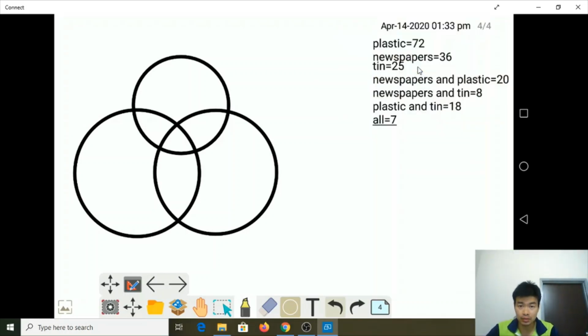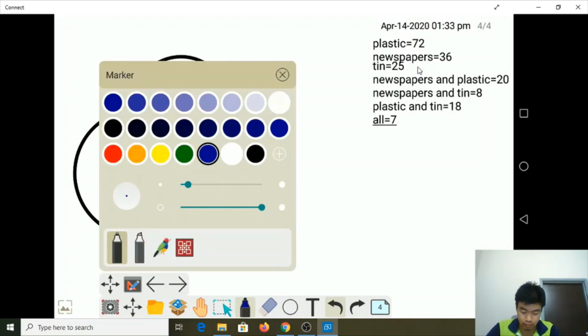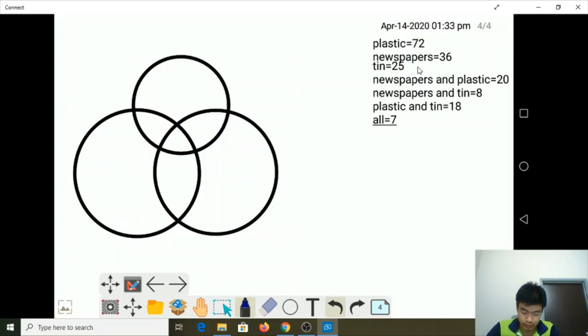From inside to outside. So the innermost information is, let me use the blue pen, 7, right? So this is a 7. Okay, let me label. I forgot to label. Let's say this is newspaper, this is plastic, and this is tin, right? NPT.